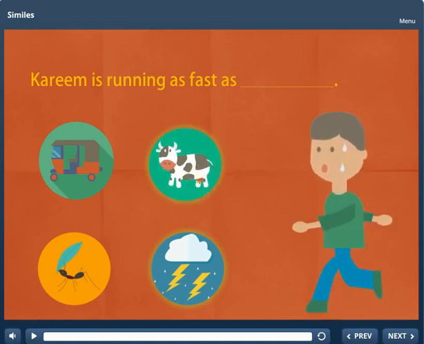Cows are not fast at all. The adjective in the simile above is fast. Rickshaws are not really fast, so this is not a good way to complete the simile. Try again.